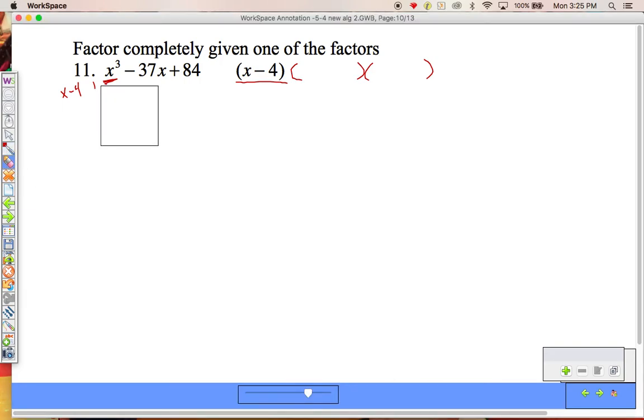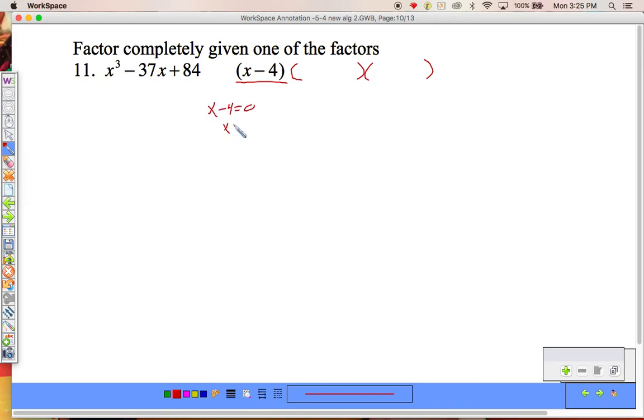So I'm going to synthetically divide. Set x minus 4 equal to 0 and get x to equal 4. That's going to be my backwards L. Now listen here, very important concept also. My coefficient of my x to the third is 1. My coefficient of my x squared, which I don't have, is 0. Coefficient of my x is negative 37, and my constant is 84.